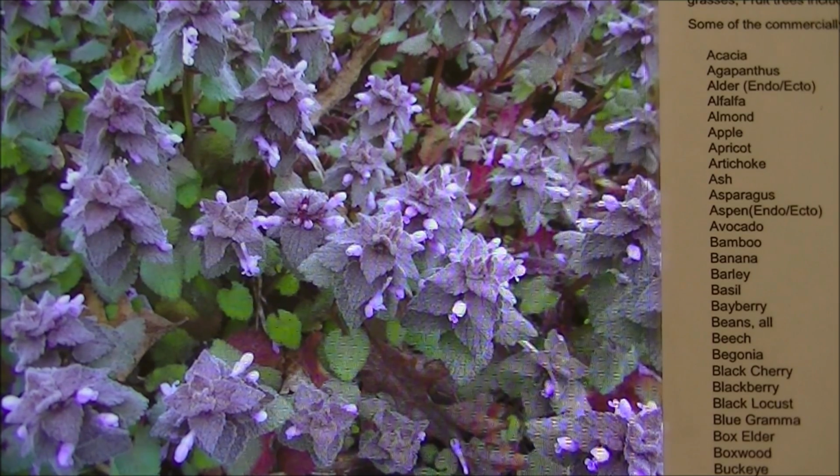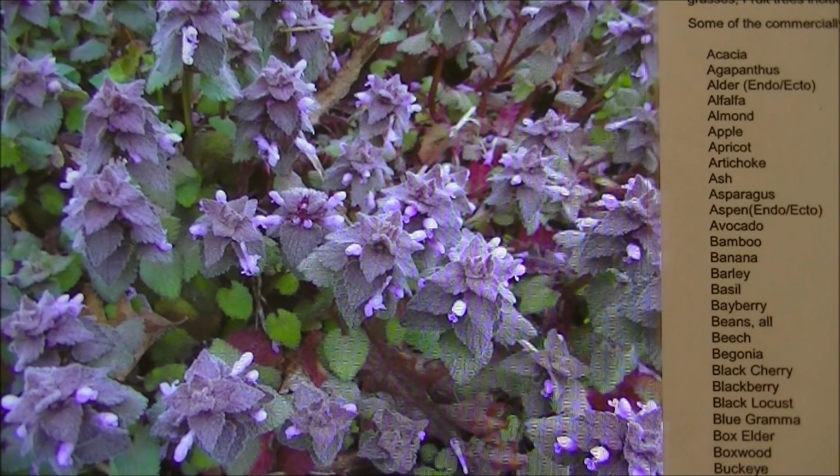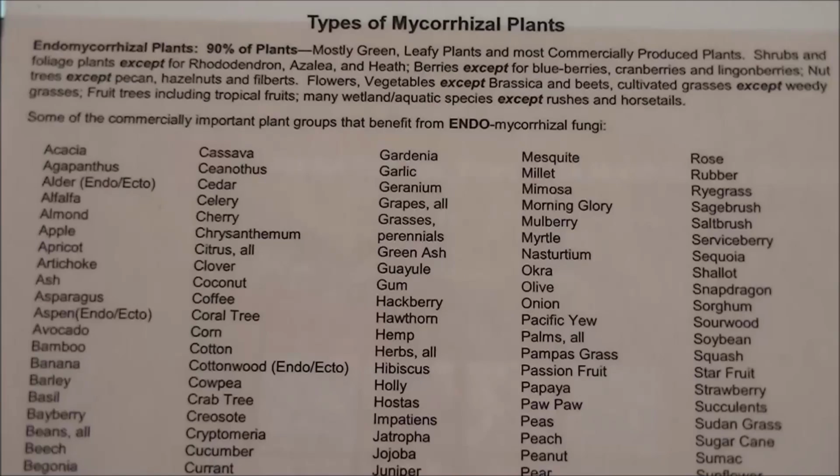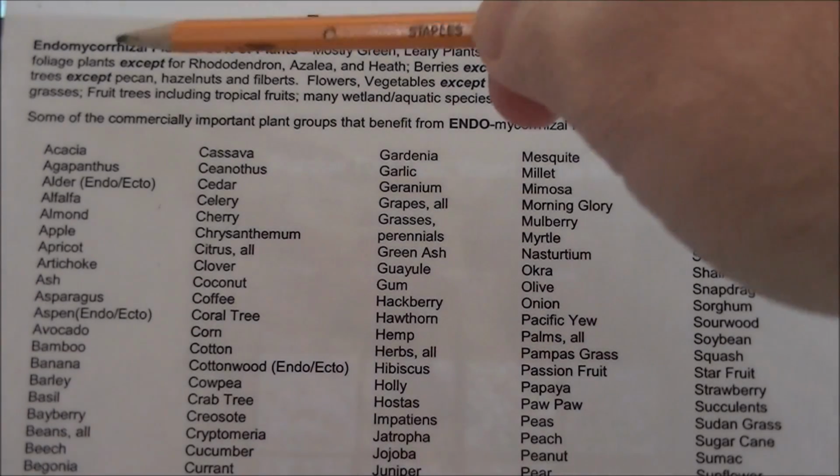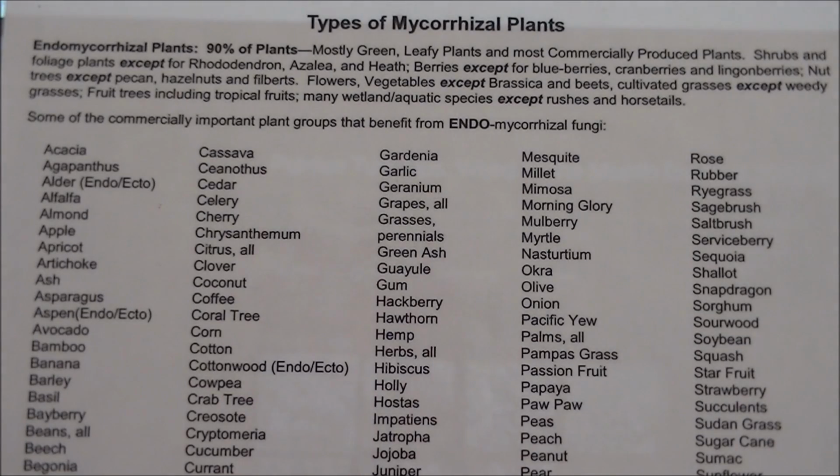It's a herb. So now what I have over here is a complete list of all the types of mycorrhizal, which is the endo and ecto. The endo is at the top of the list, which 90% of plants use. Also listed in the columns here are all the different types of plants that use this type of endo, and ecto is below. I will put a link in the description below so you can print out this list for yourself. Now, this is very important.